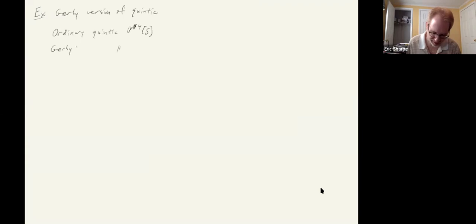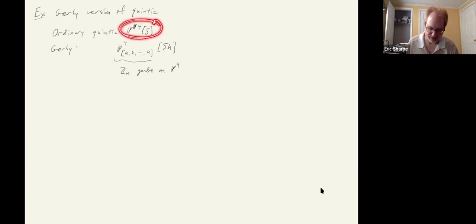In fact, there are several gerby versions, but let me just talk about the one that looks like a hypersurface in a weighted projective space. Let's take the weighted projective space to all have weights K, and then look at a degree 5K hypersurface inside there. Mathematically, this is a hypersurface in a Z mod K gerbe. So this part is a Z_K gerbe on the projective space P4. We could talk about just a hypersurface inside there. At the level of things like monomial ideals, a degree 5K hypersurface in a weighted projective space where all the homogeneous coordinates have weights K looks almost exactly like the ordinary quintic.